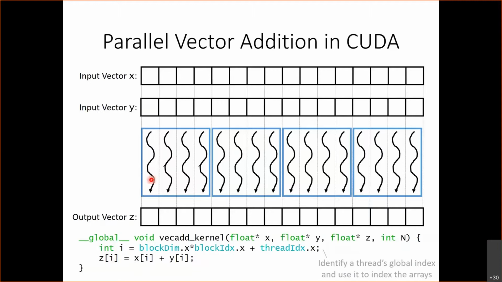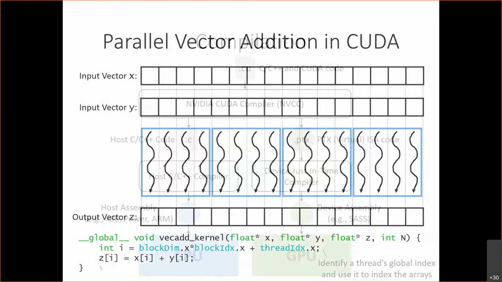By doing this, each one of these threads executes the same code, but each one of these threads has a different block index and a different thread index, and therefore each thread gets a different i, and each thread will load two different elements, add them, and store them for a different output.